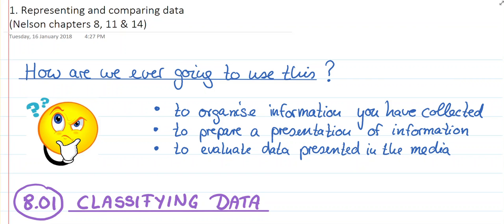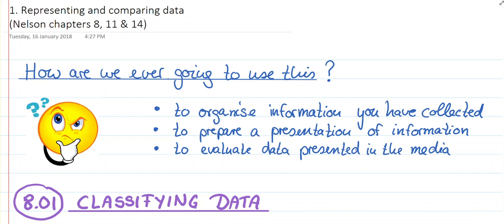Our first topic this semester is statistics. We want to investigate how to represent and compare data. Statistics is quite useful if you want to organize information you have collected, if you want to prepare a presentation of information, or if you want to evaluate data presented, for instance, in the media.